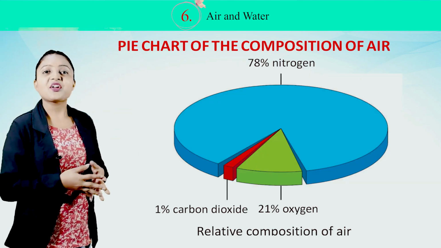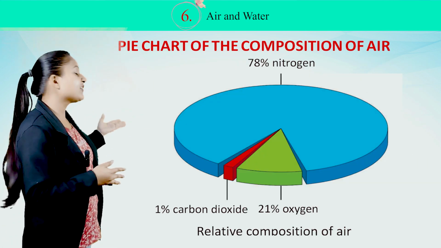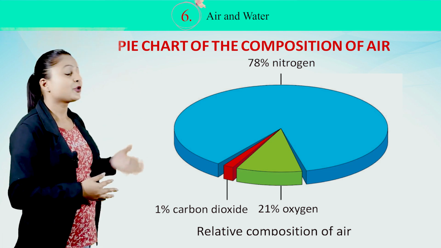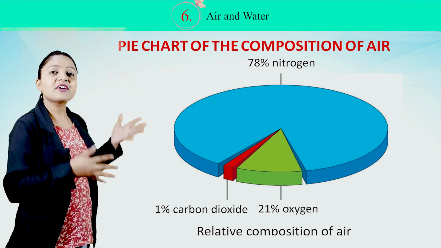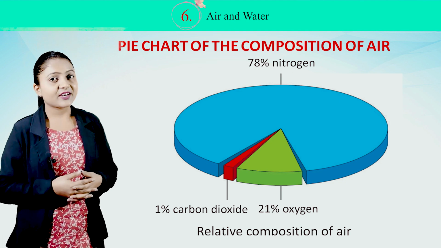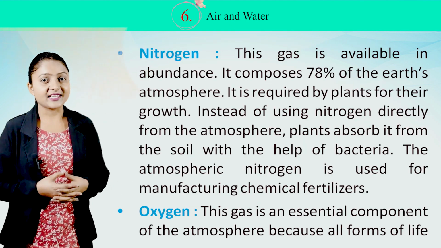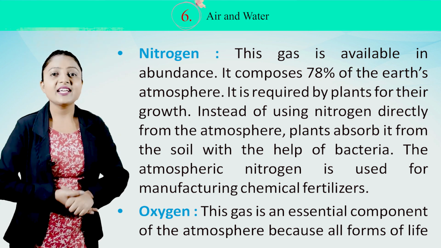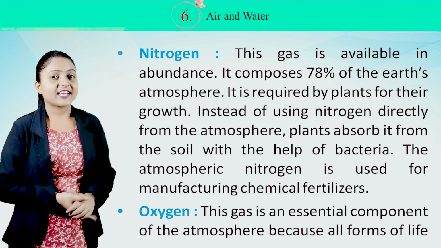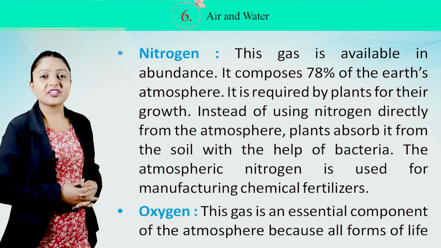This is the pie chart of the composition of air showing 78% nitrogen, 21% oxygen and 1% carbon dioxide and other gases. Nitrogen. This gas is available in abundance. It composes 78% of the Earth's atmosphere. It is required by plants for their growth.